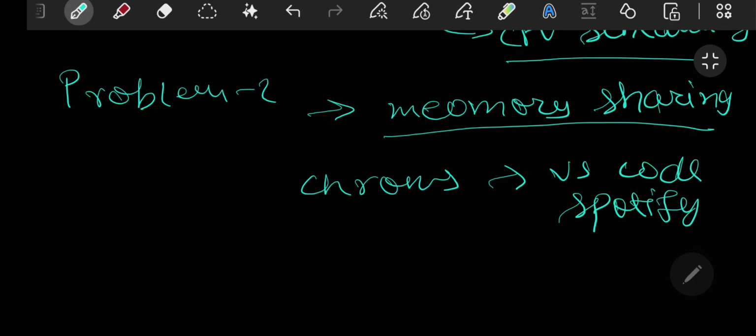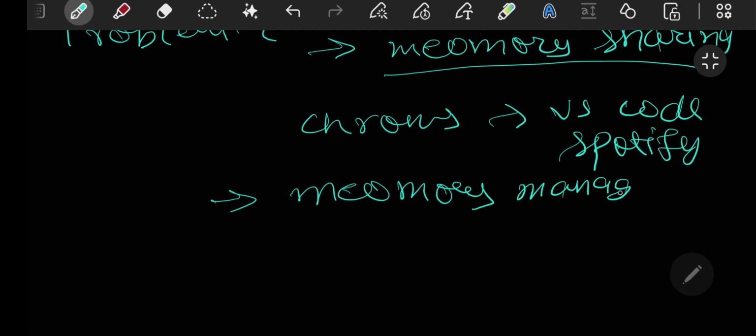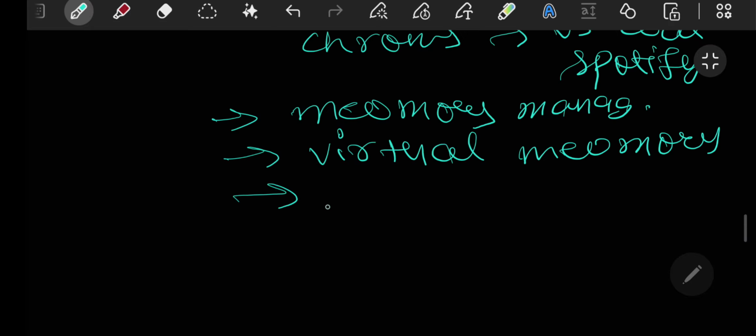So this restriction is managed by memory management and virtual memory and protection. We are going to discuss this topic in our subject. And protection.